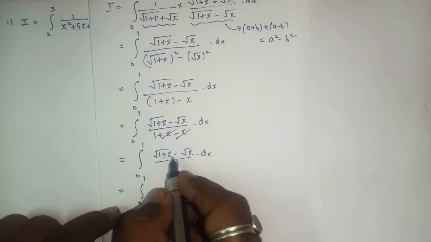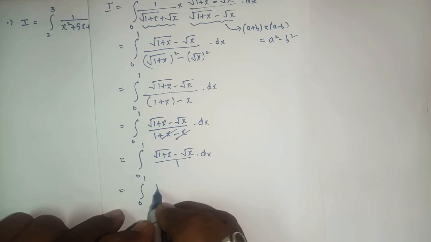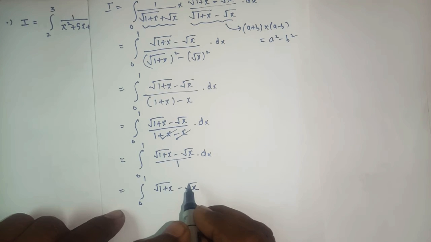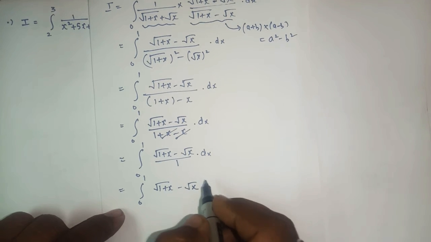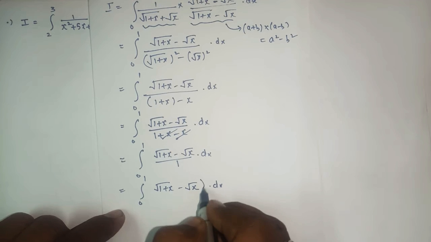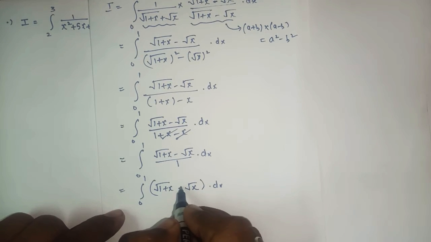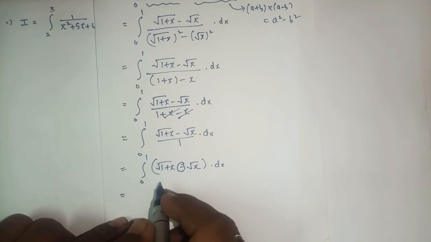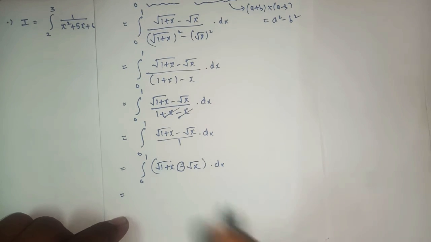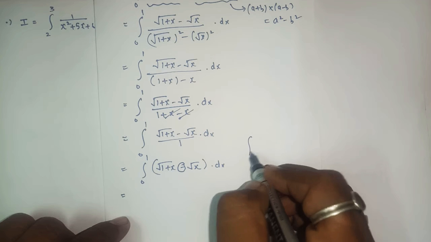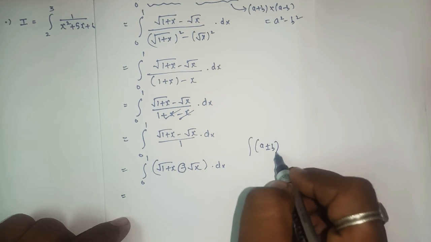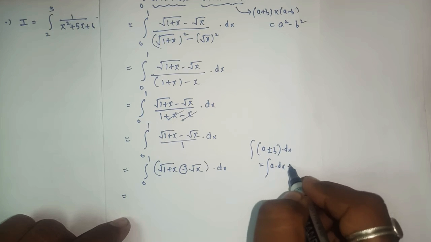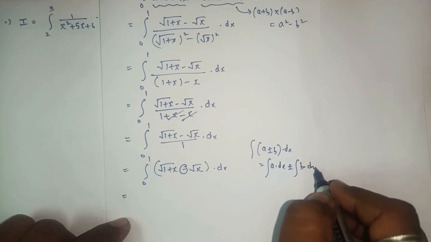So root 1 plus x minus root x upon 1, it is what? 1 plus x minus root x. Yes or no? Got the point? Okay, as here we have two terms and it is separated with minus. So as we know that whenever inside the integral we have such a format, we can separate the integral: a into dx plus minus b into dx. Yes or no?